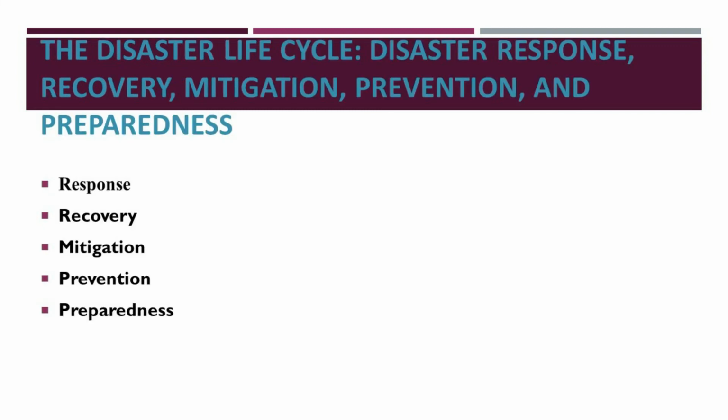What is the disaster life cycle? Which include response, recovery, mitigation, prevention, and preparedness. Response activities address the short-term direct effects of an incident. Response includes immediate actions to save lives, protect property, and meet the basic human needs such as food, water, clothing, and shelter.